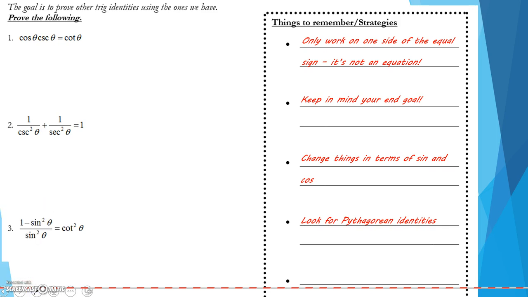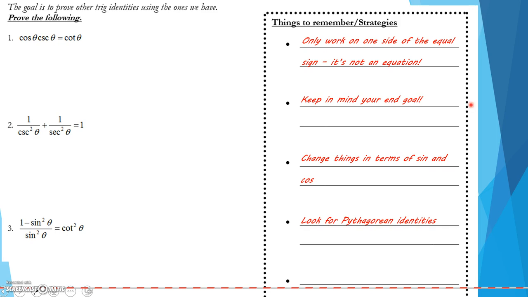So the first thing that you need to write down is that you only work on one side of the equal sign. It's not an equation. So I can't move things from the left to the right, right to the left like I usually do, because it is not proven yet that they are equal, and so you can't move things across the equal sign. And so what you can do is you can work on the left-hand side, and you can see if it gets you to the right-hand side, and if not, you can start on the right-hand side.